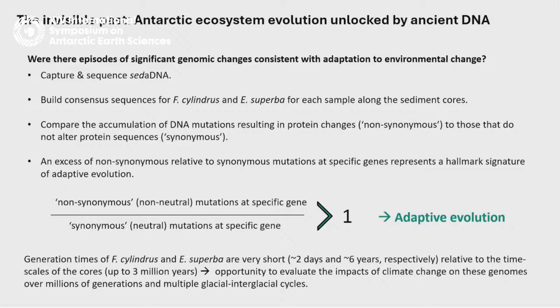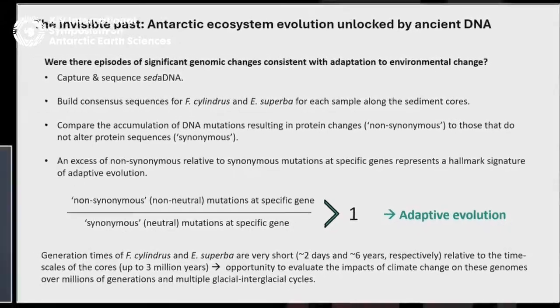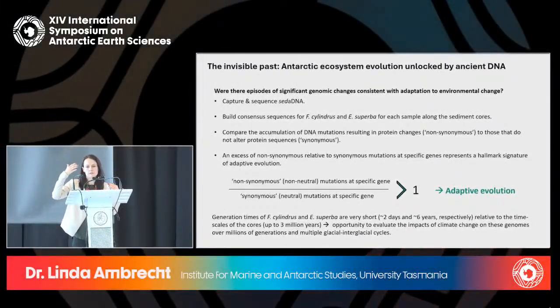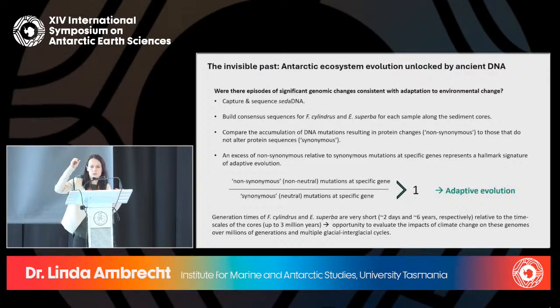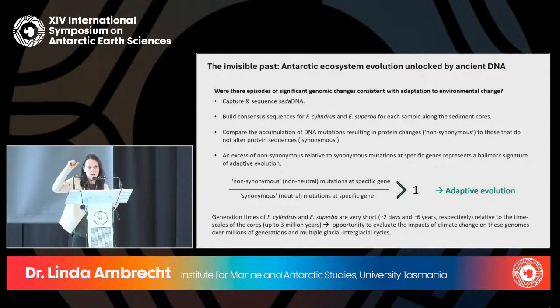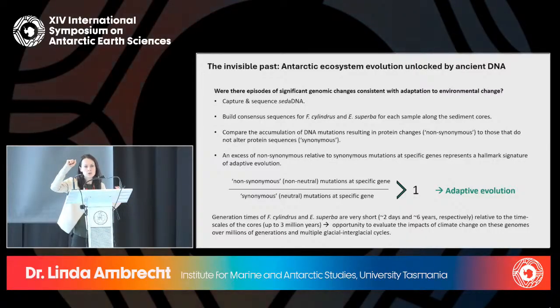When these mutations actually have an impact, they can change the protein that they're coding for, so the protein that results from them. If that happens, that's what's called a non-synonymous mutation. There's also changes in the genome that don't have an impact on proteins at all. Those are called synonymous mutations. And then we can look at the ratio between the two, and if the ratio is over 1, then that's a classic signal for adaptive evolution. And these are the kinds of analysis we're currently doing with Fragilaropsis cylindris and with Euphausia superba, which is the Antarctic krill.